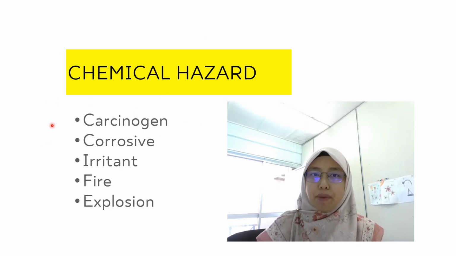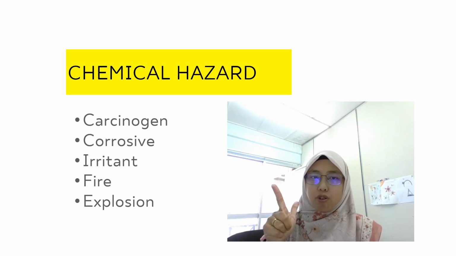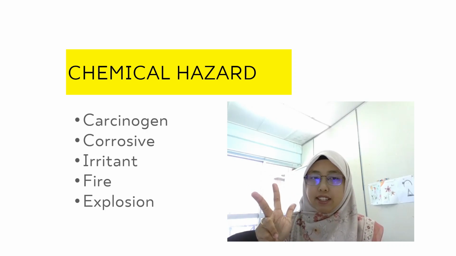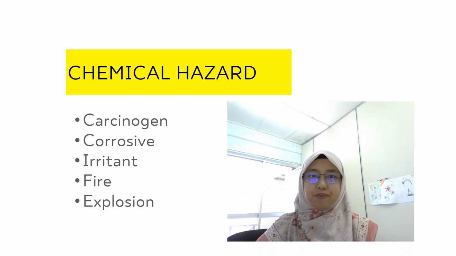Now we've got 5 types of chemical hazard that we'll focus on. The first is carcinogen, second is corrosive, third is irritant, fourth is fire, and fifth is explosion.